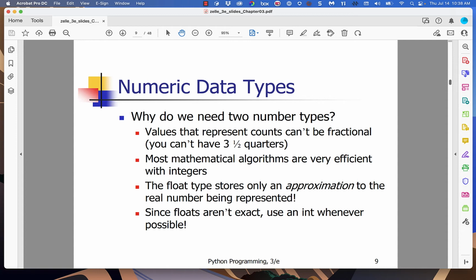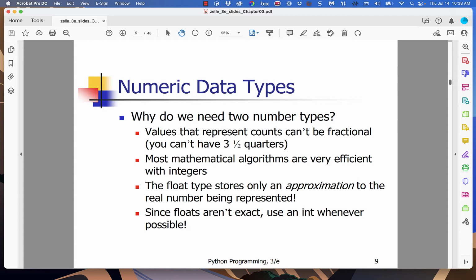Now, most mathematical algorithms are very efficient with integers. So one of the reasons that we like to use int types whenever it's appropriate is that the computation on ints is faster than the computation on floats. Okay. The float type stores only an approximation of the real number being represented. Since floats aren't exact, use int whenever possible.